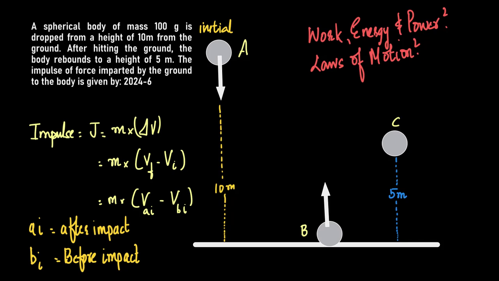So we know impulse is equal to mass into change in velocity, which is final velocity minus initial velocity. Now, with respect to this given problem here, what is final velocity? It is velocity after impact. So the ball is dropped, it impacts on the floor, and then it changes its direction. So velocity before impact, BI, is the initial velocity. The final velocity is velocity after impact.